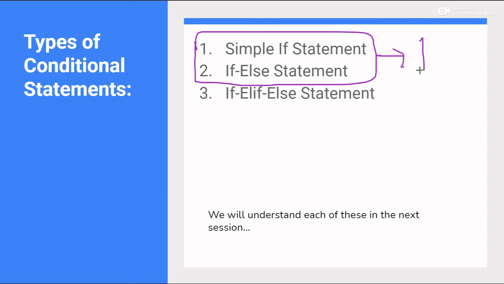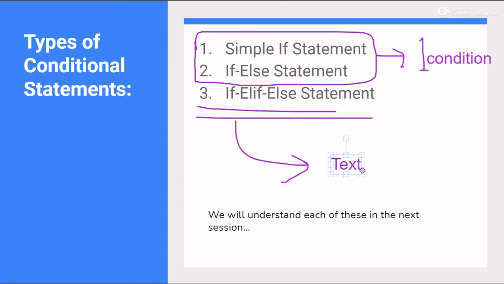Let me just write one condition. In both of these, only one condition is checked. But for if elif else, there can be various or multiple conditions. So simple if statements and if else statements are very simple, in which only one condition is going to be checked. And for the if elif else statement, there can be multiple conditions that can be checked. We will see these things in detail in the next session. I was just introducing these things to you for now.